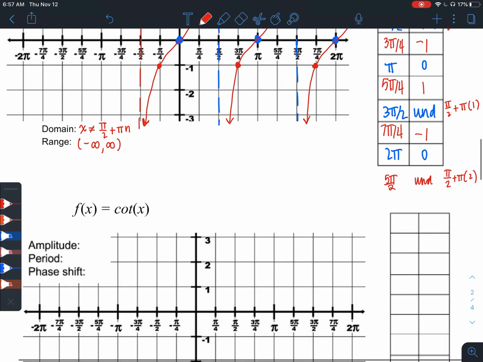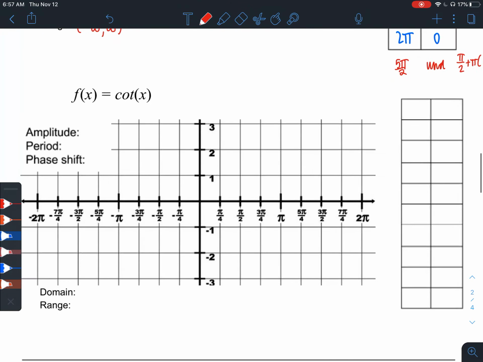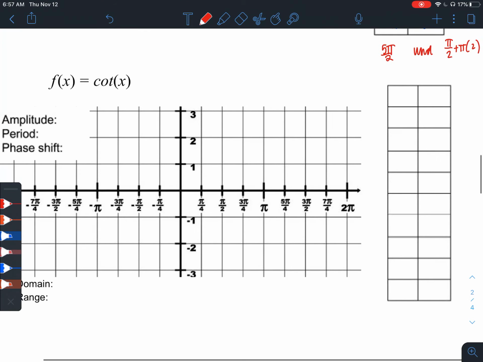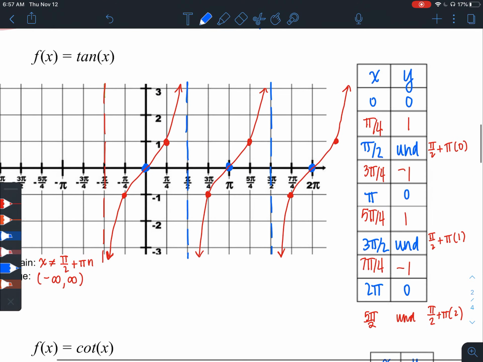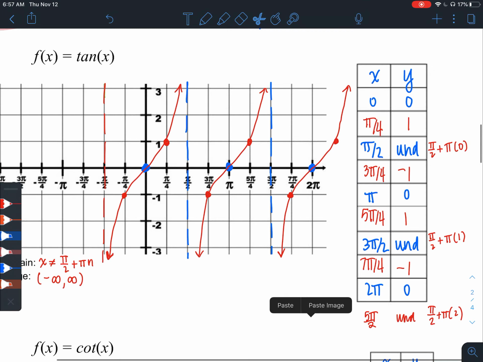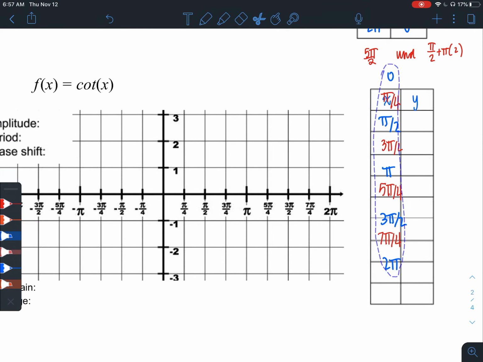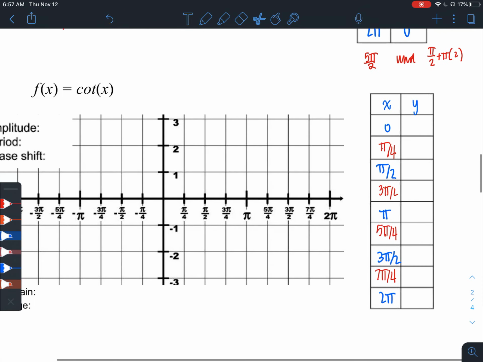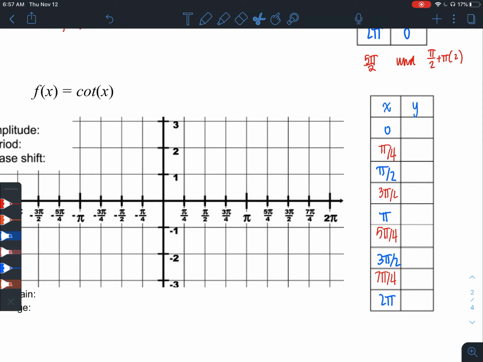All right, let's look at our graph for cotangent. So we've got our x and y, and let's actually be lazy and copy these down because it's the exact same values. Okay. So then let's find cotangent of these values.